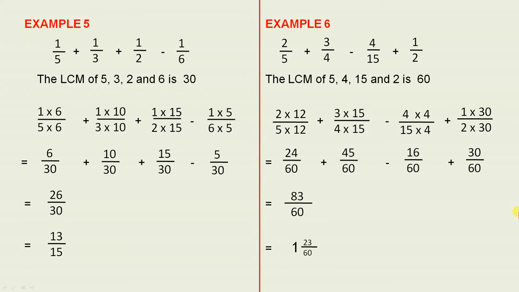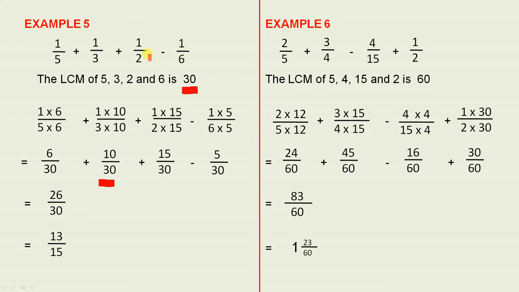Example 5. 1 over 5 plus 1 over 3 plus a half minus 1 over 6. The LCM of 5, 3, 2 and 6 is 30. So that's our new denominator. For that denominator to be 30, I multiply top and bottom by 6. I've done that there, which gives me 6 over 30. For that denominator to be 30, I multiply top and bottom by 10. I've done that here, which gives me 10 over 30.